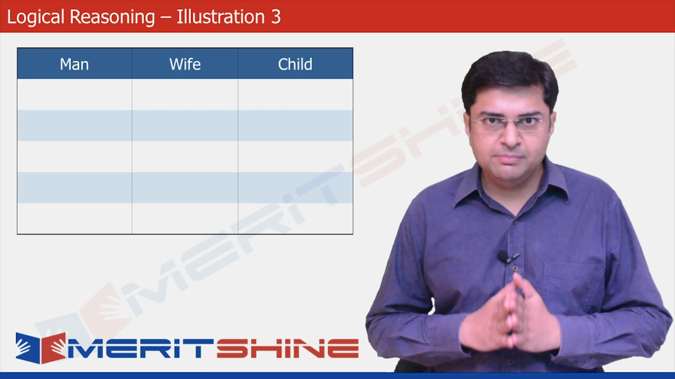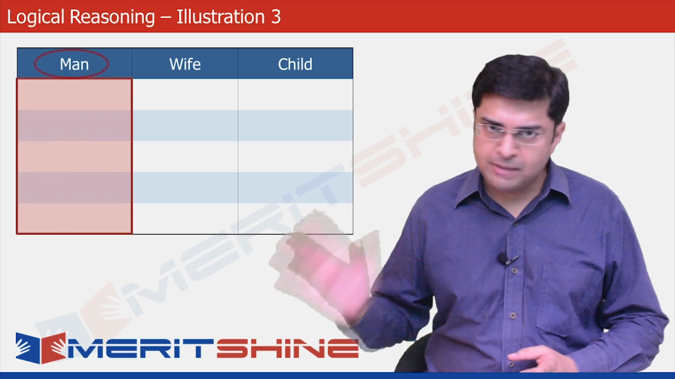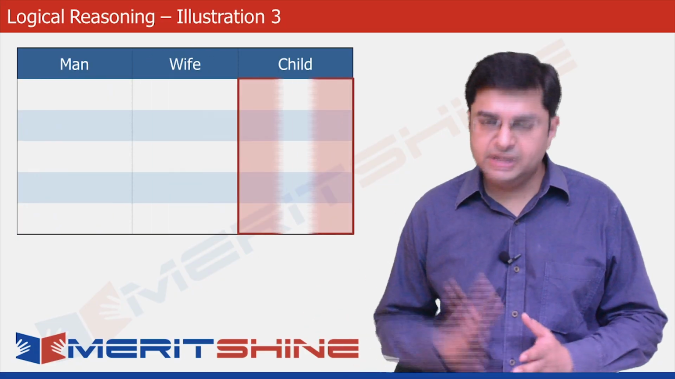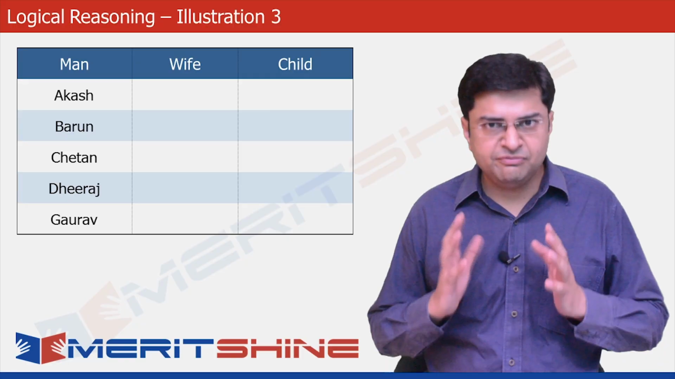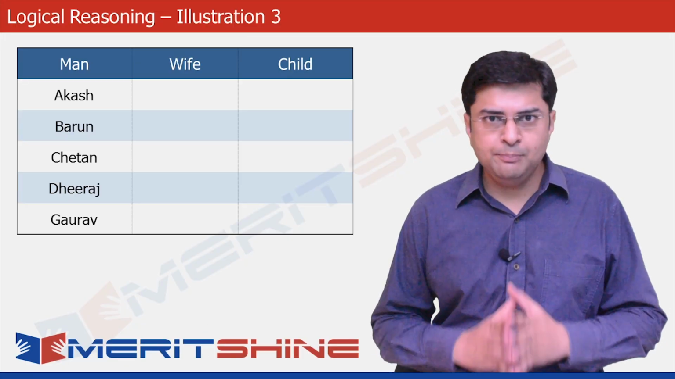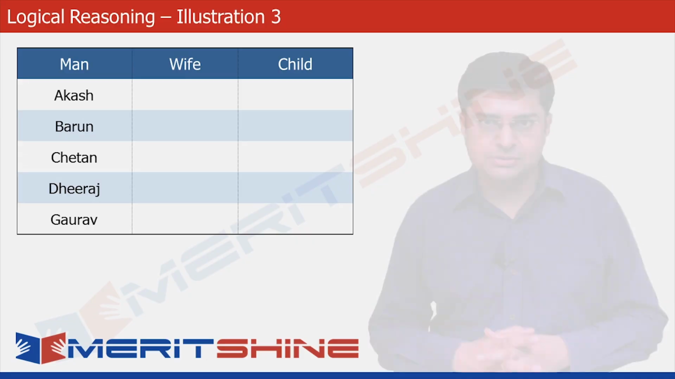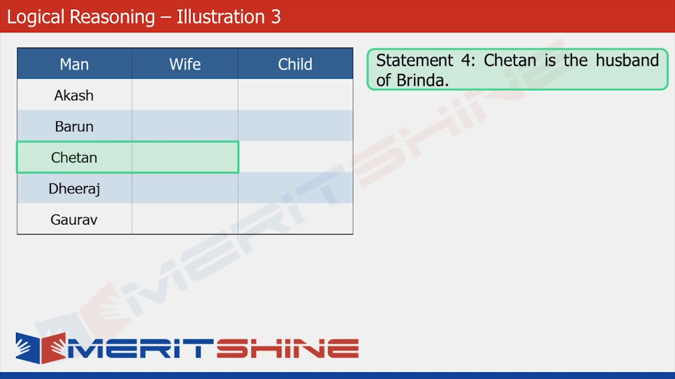We first make a table with 5 rows and 3 columns. The first column would have the name of a man, the second column would have the name of his wife, and the third the name of their child. Let's first fill this up with the names of the 5 men. Having done this, let's try to quickly put some data in the table using direct affirmative statements. Statement 4 reads that Chetan is the husband of Brinda. So let's put Brinda's name in the cell adjacent to Chetan.